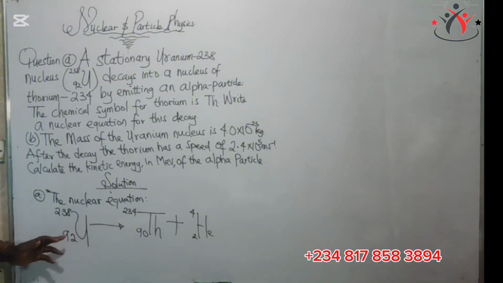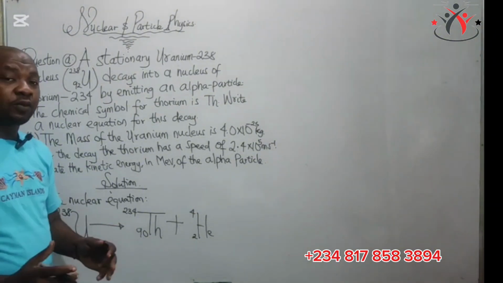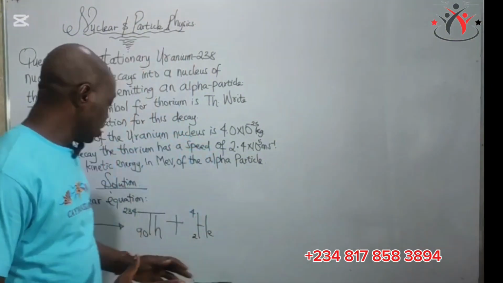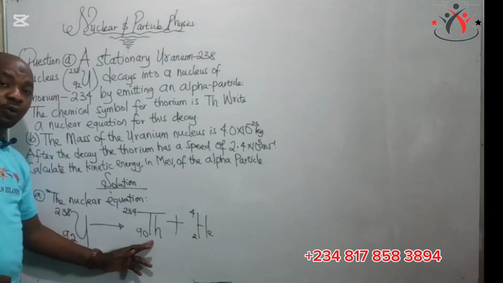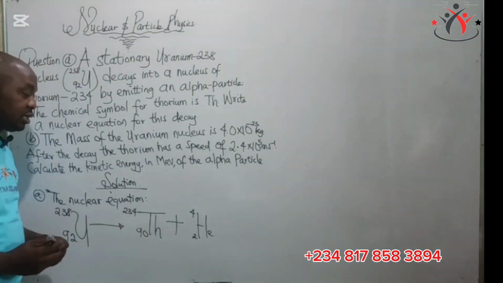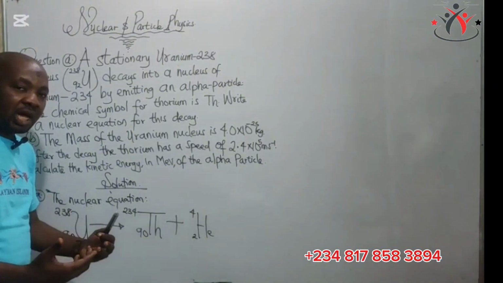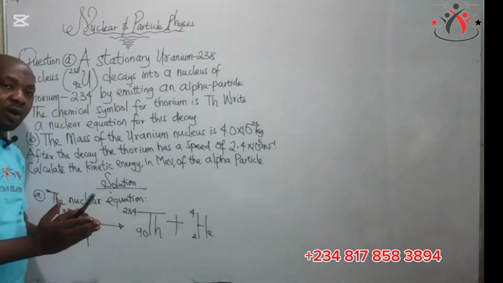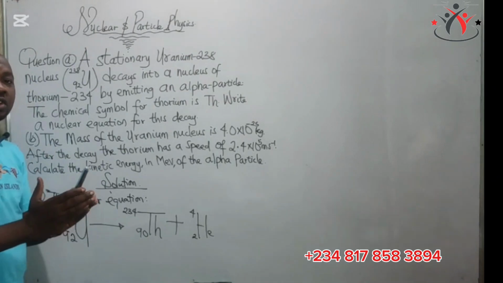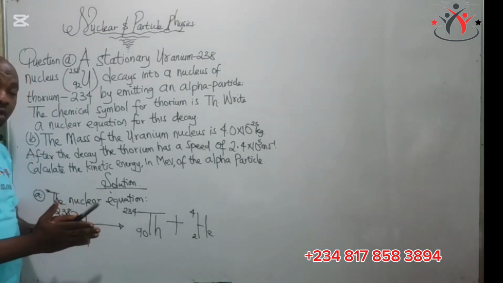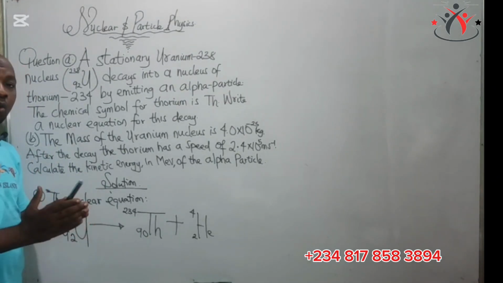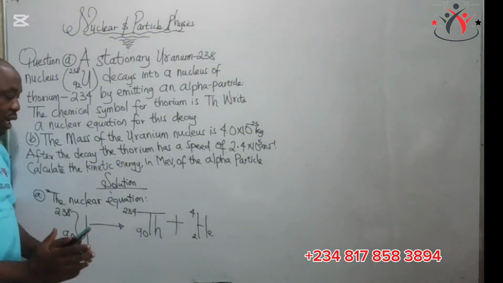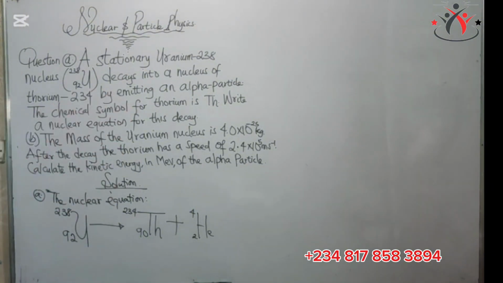This is the nuclear equation for the decay of uranium-238 into a nucleus of thorium. And don't forget, when the element loses an alpha particle, the mass number of the uranium will decrease by 4 and its atomic number will also decrease by 2. And this is the answer to question A.